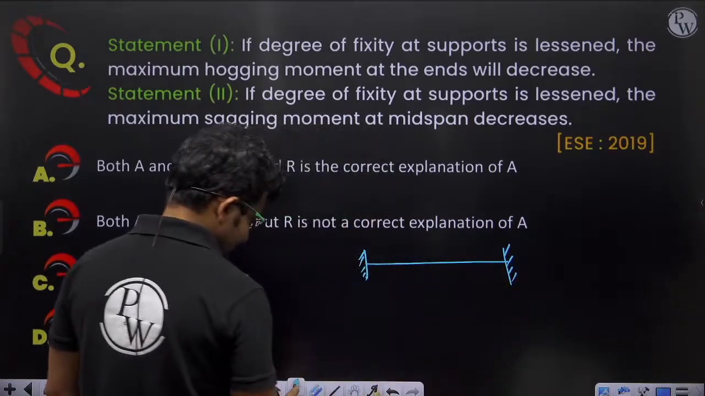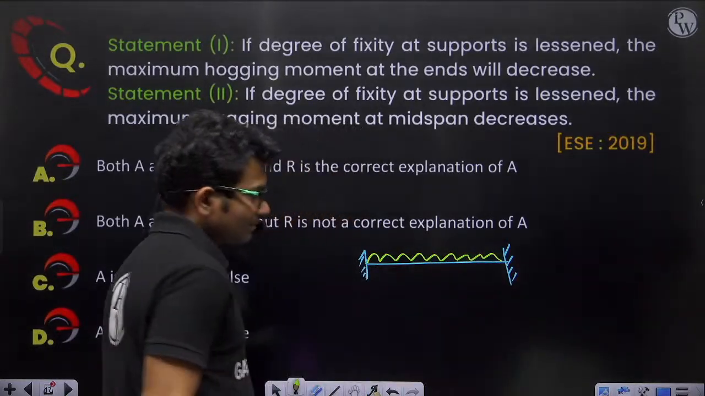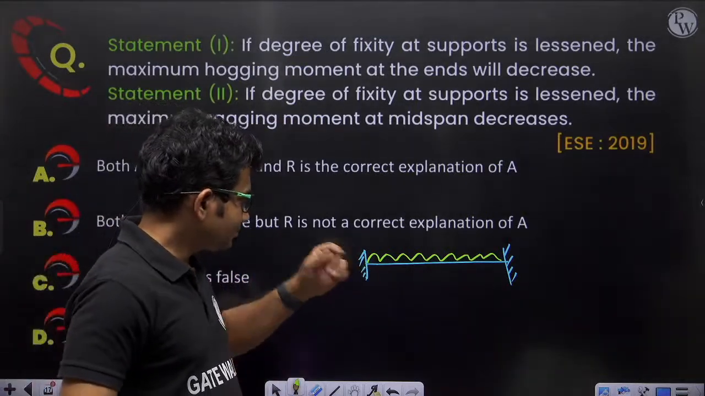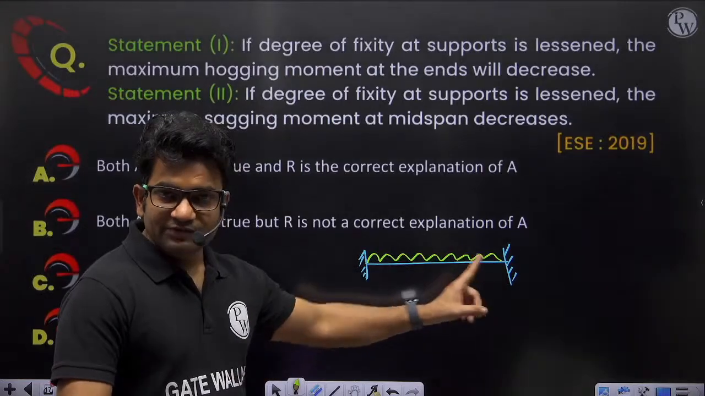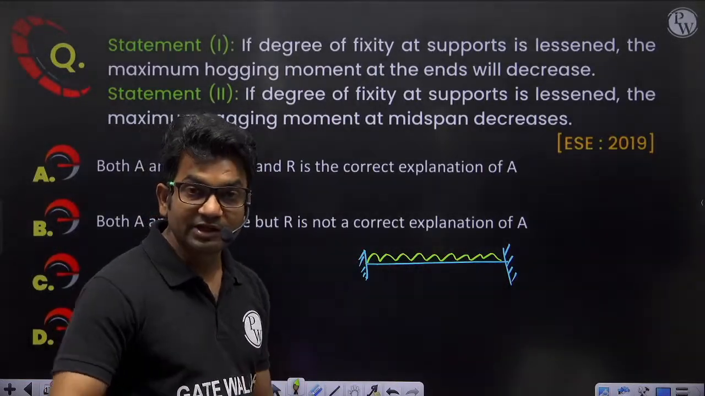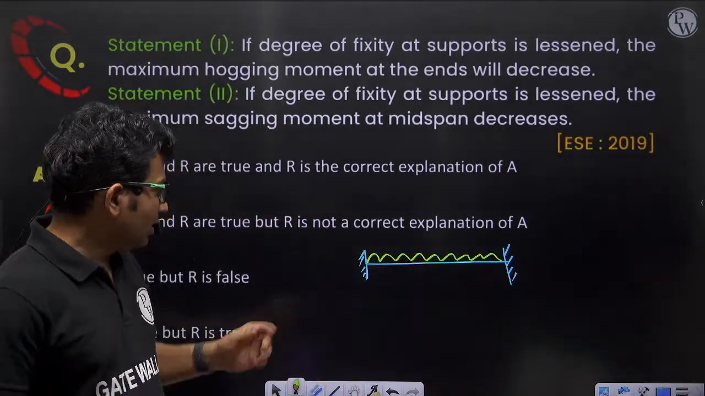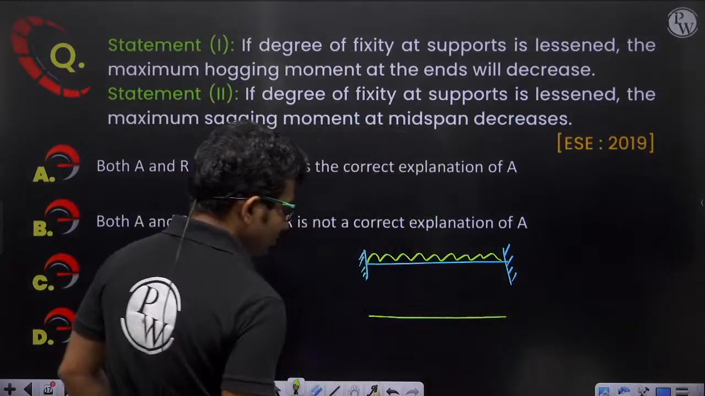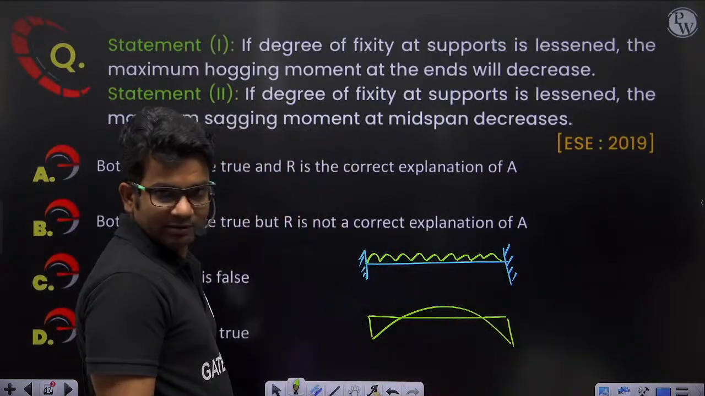Degree of fixity. What do we mean by degree of fixity? Degree of fixity will mean that if it is a perfectly fixed support, that means there will be zero rotation here. It will not allow any rotation of the beam at this. Okay. So bending moment diagram. Can you draw the bending moment diagram? Bending moment diagram is something like this. Bending moment diagram is like this.